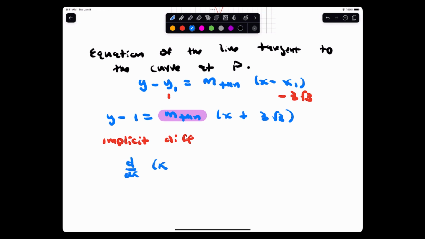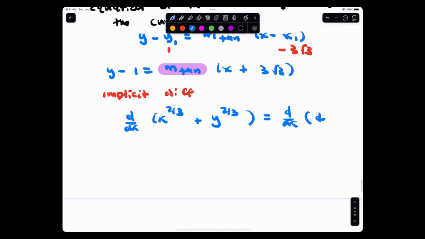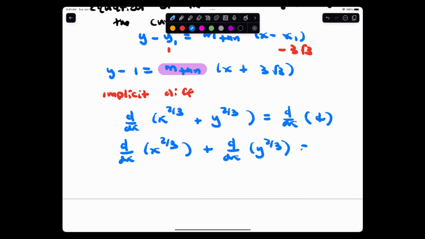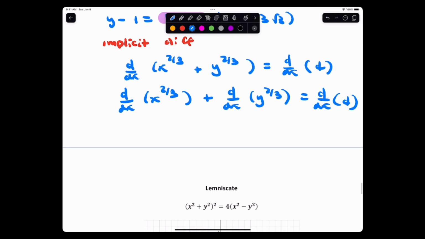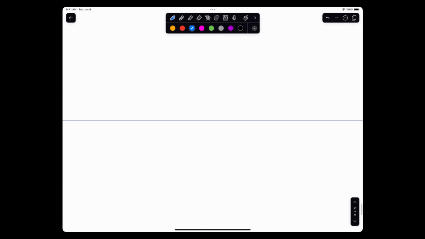So we have x to the what? 2/3, y to the 2/3, and that derivative is supposed to equal, what's the number? 4. So now just use your properties. I didn't put space there. It's okay.